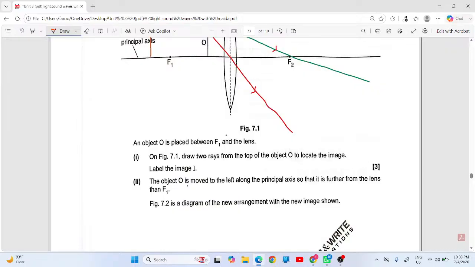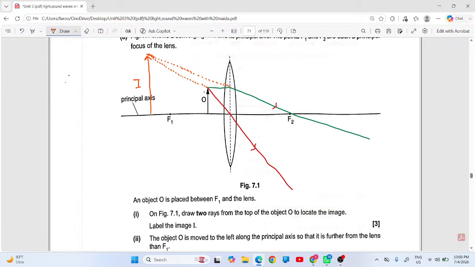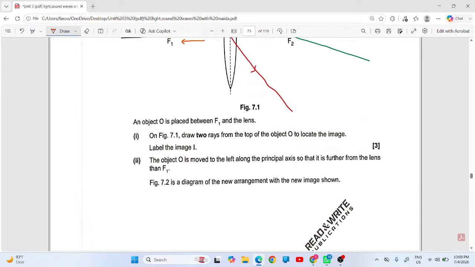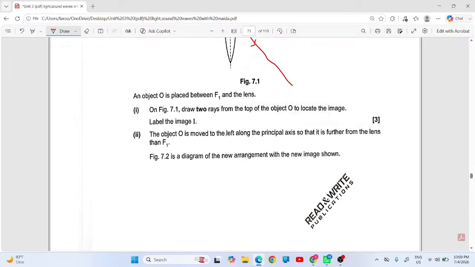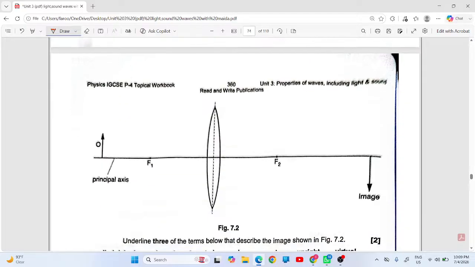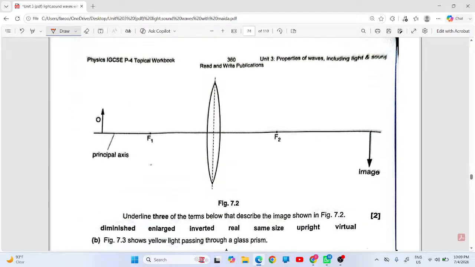The object O is moved to the left along the principal axis. Object को कहाँ पे move कर रहे हैं? Object is moved to the left, इस side पे. And the object is moved to the left along the principal axis so that it is further from the lens than f1. Figure 7.2 is a diagram of the new arrangement. अच्छा यहाँ पे it is now moving. The object is moved away from the principal focus, away from the lens.